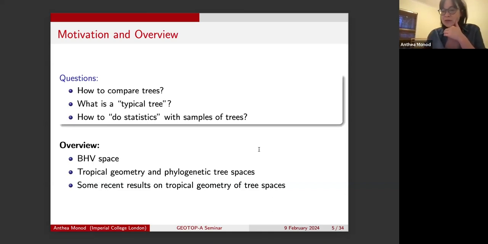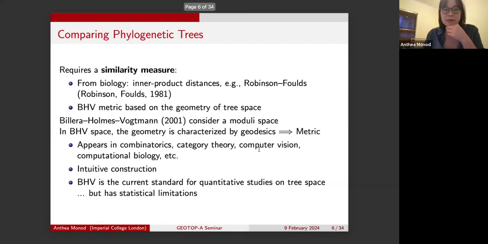So I'm going to overview the way that it's very popularly done now, which is probably the first geometric construction, very intuitive and elegant. But then I'm also going to give another perspective on it, which is what I'm working on, and overview some recent results in tropical geometry of tree spaces that I worked on together with some collaborators here.